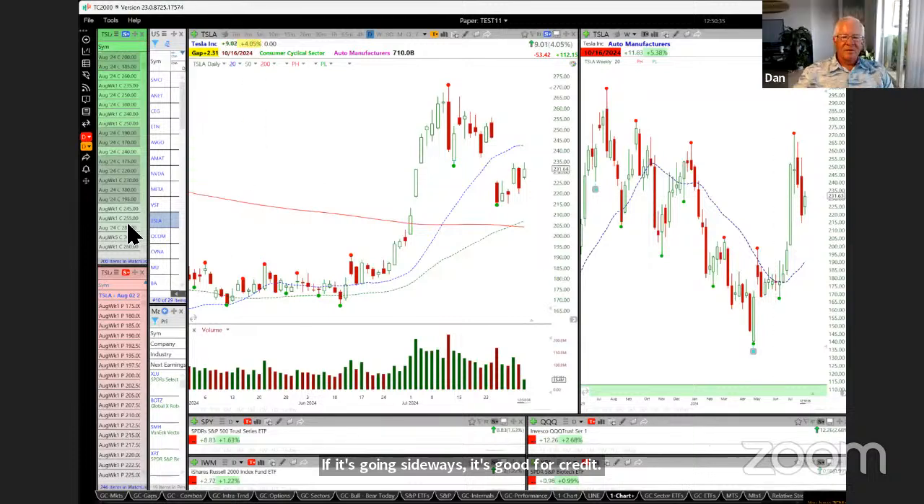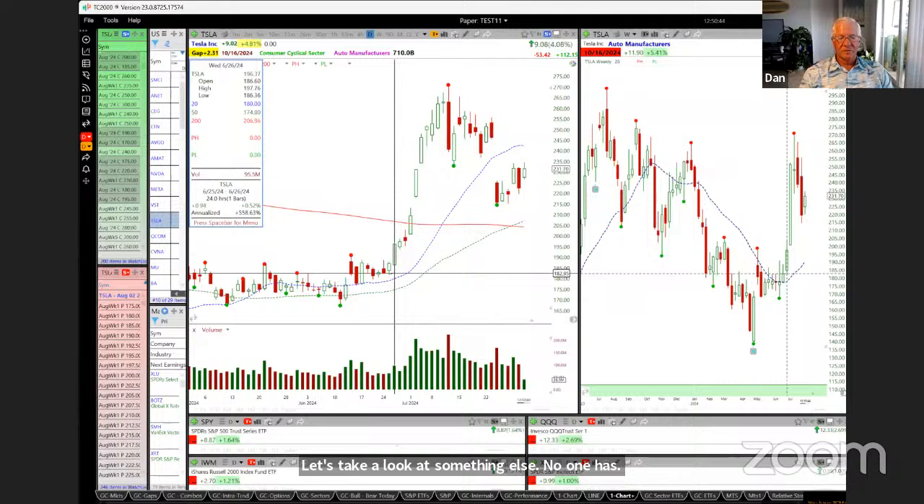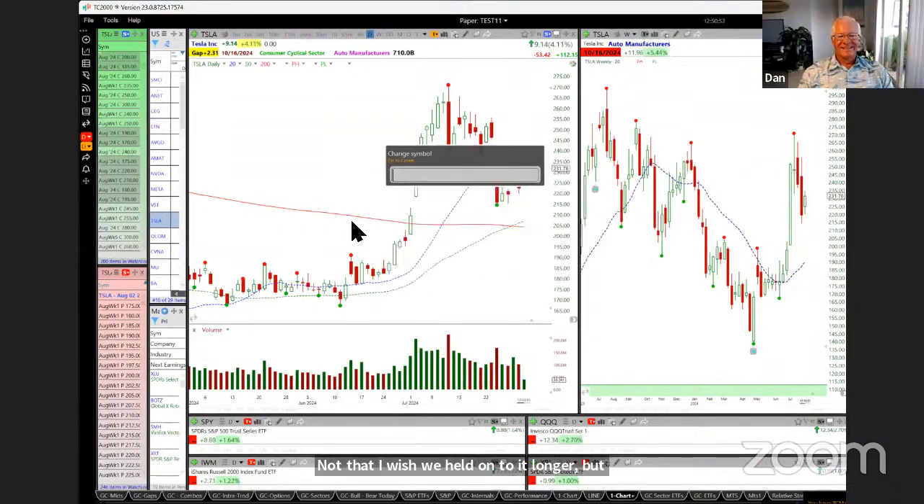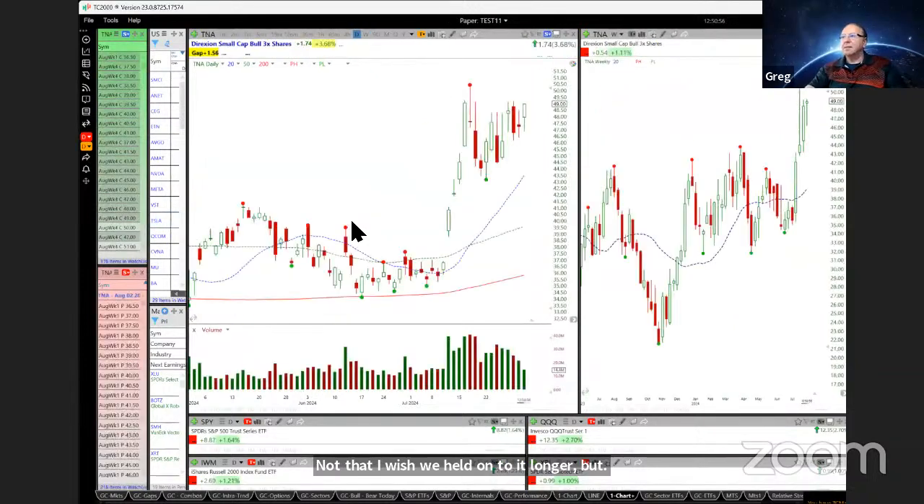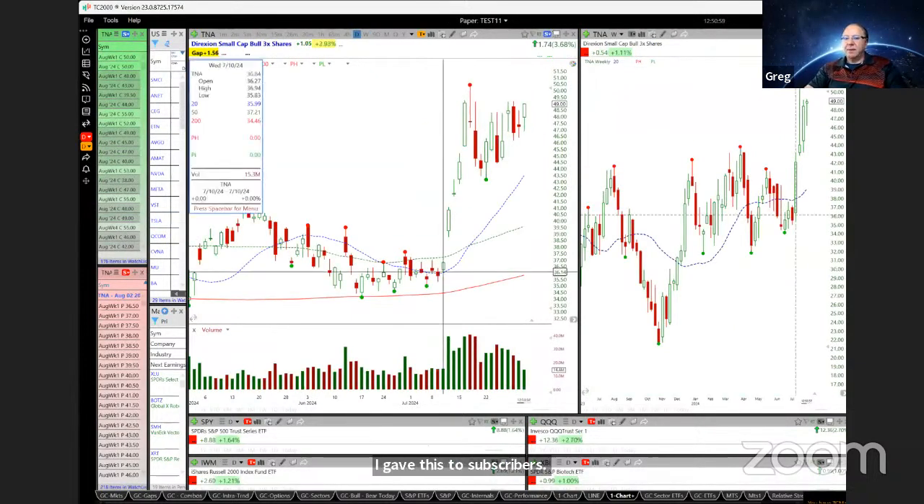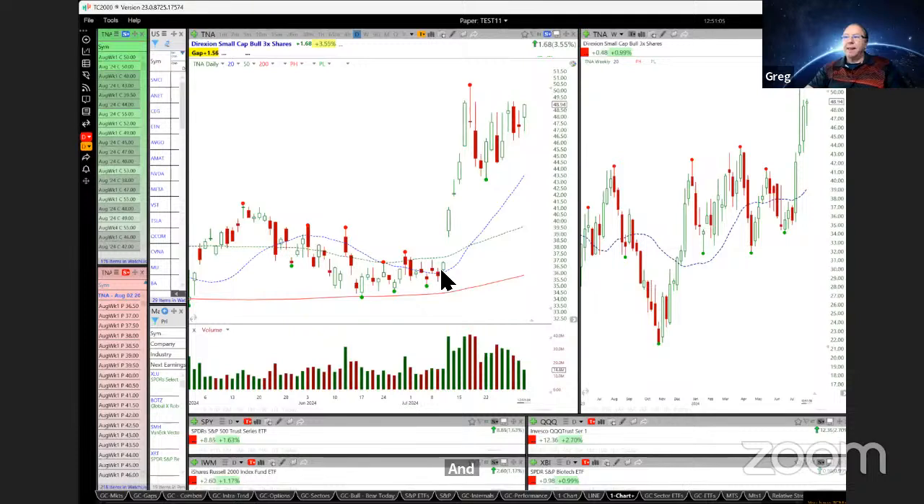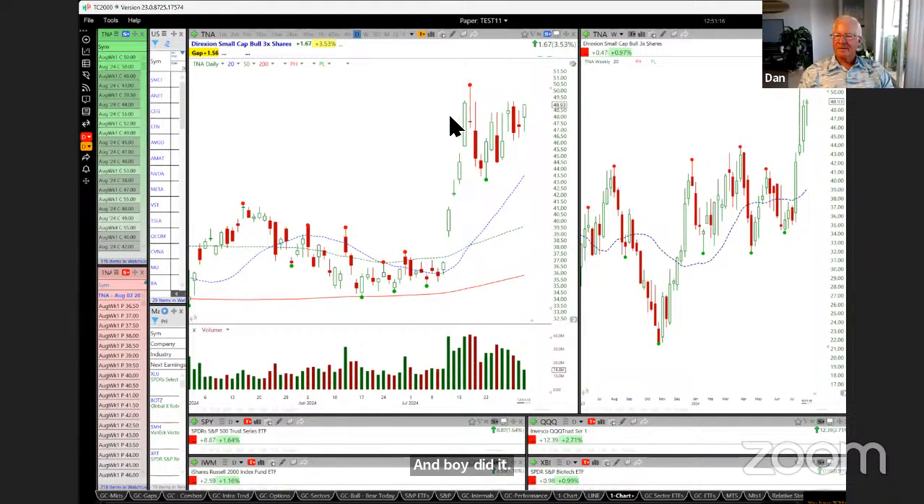Greg, just since you're on Tesla, look at that beautiful wide range breakout at the flat 20 and 50. We gave a directional to subscribers then. Beautiful. Not that I wish we held on to it longer, but I gave this to subscribers on this day, before the close, and I posted it on StockTwits and Twitter. I said, I believe, which doesn't mean I know, I believe this is going to melt up. And boy, did it. It melted up much bigger than I thought it would.